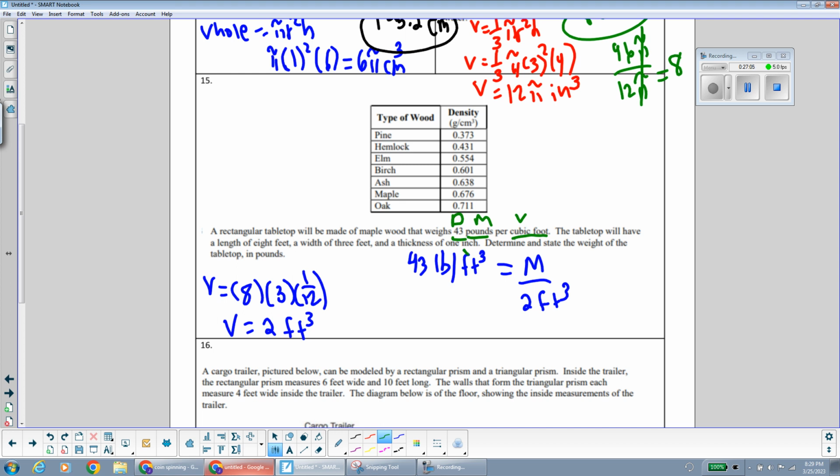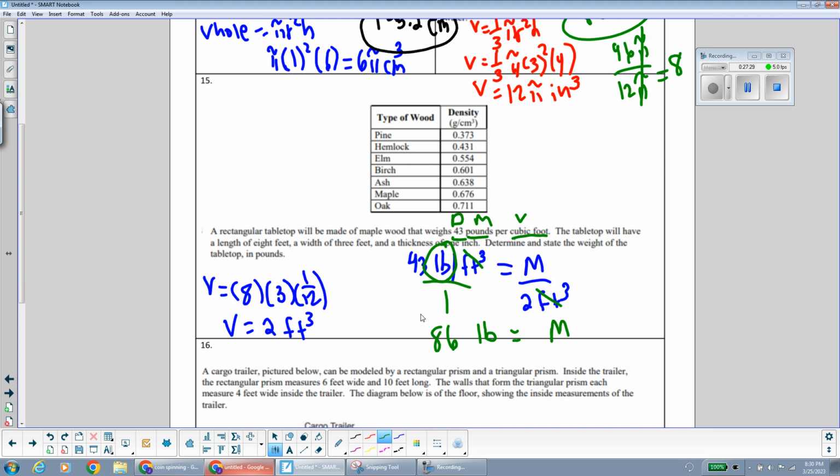And our volume units cancel out when we cross multiply, which is good because we're finding the mass. So we just want to have our mass in the mass unit, which is pounds. So let's multiply 43 by 2, cross multiply. And that is 86 pounds is the weight of the tabletop.